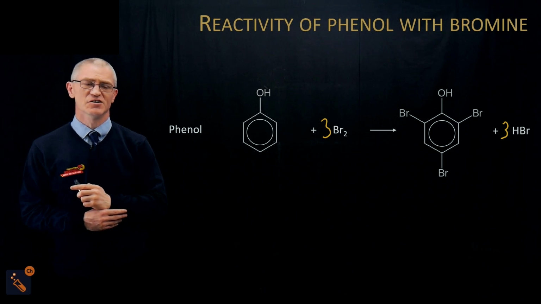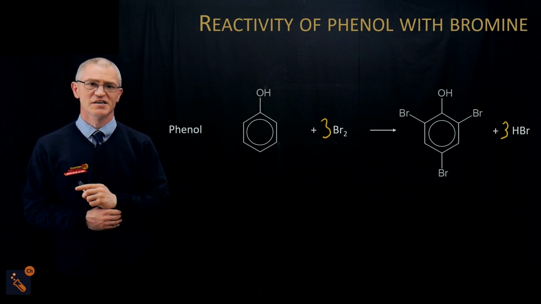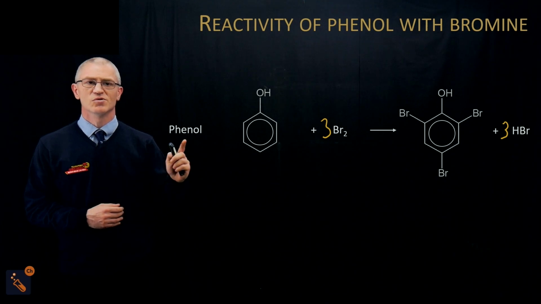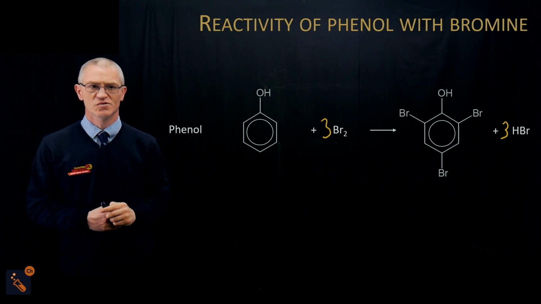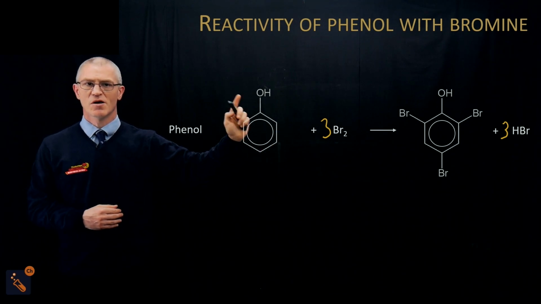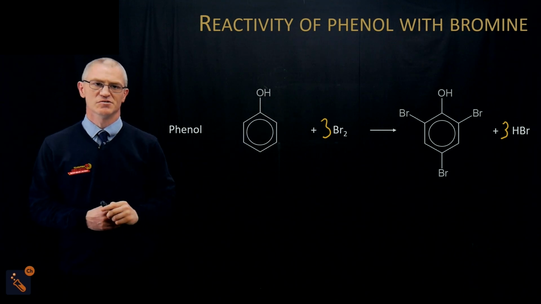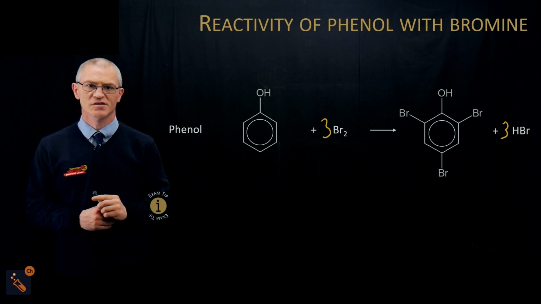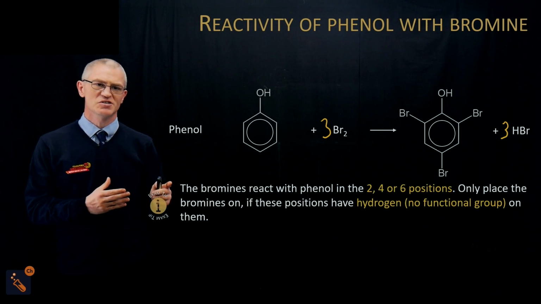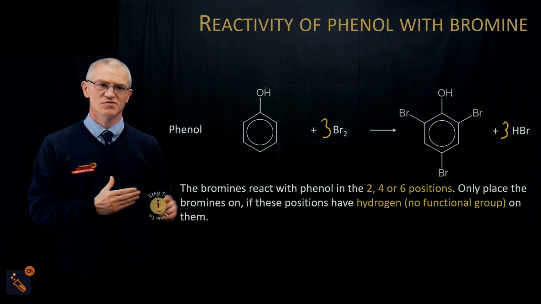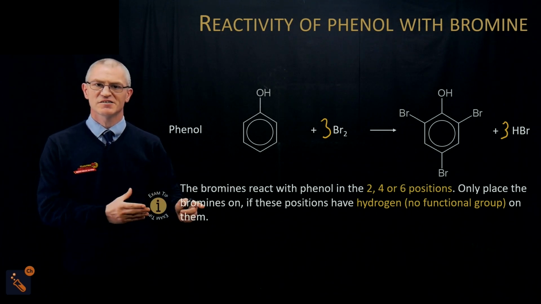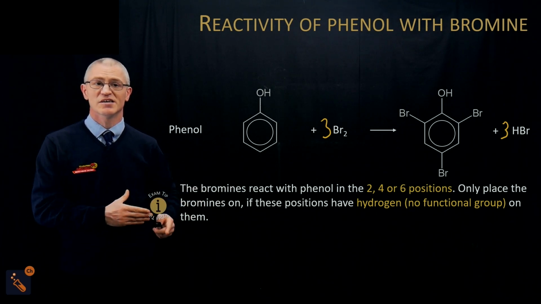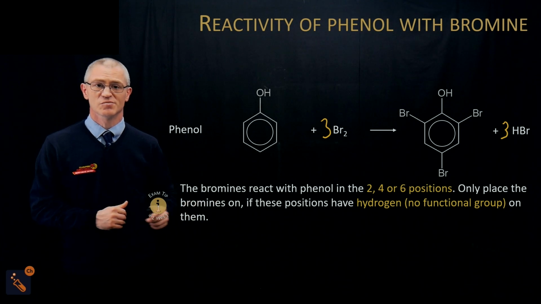So if you look at phenol with bromine, we talked earlier about the fact that the phenol will react at the 2, 4 or 6 position, and you need 1 bromine per substitution. And you create 1 HBr per substitution. But even though they're going 2, 4 or 6, as I said before, only place them on if they have a hydrogen on and no functional group on them.